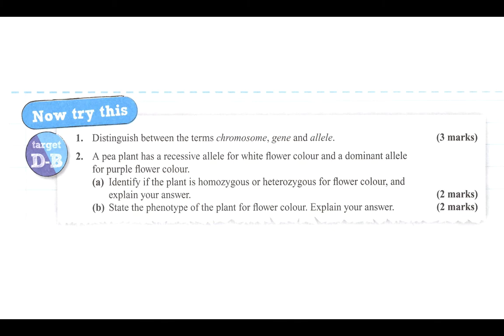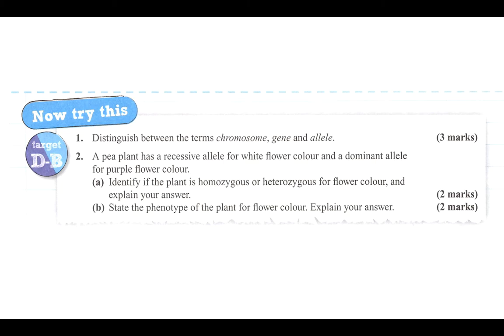Okay then, so hopefully by now you've had a go at those questions, okay? So the first question says, distinguish between the terms chromosome, gene, and allele. For one mark, you needed to say that a chromosome was a long strand of DNA. So long as you say that a chromosome is a really long strand of DNA or a coiled up piece of DNA, you get a mark. Second one, a gene. A gene is a small section of DNA that provides a particular characteristic. And thirdly, an allele is an alternative form of a gene. So a different form of the same gene.